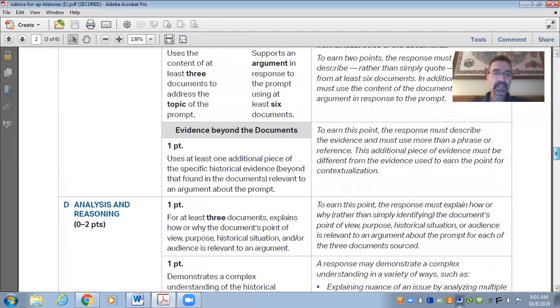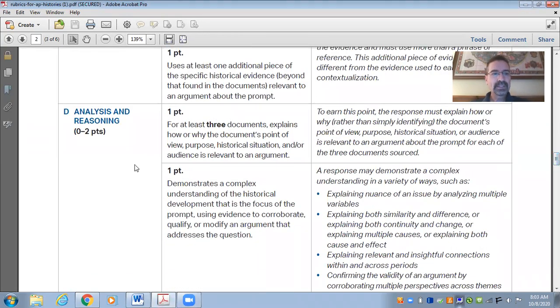You'll also notice that another similarity is this analysis and reasoning point for demonstrating complex understanding. So we're going to go along with the exact same hint or tip that Mr. Hunt gave you about how to earn this point. He insisted that the best way to get that point was to create a counter argument. And we're going to do that same thing. Again, if you need to go back and look at that, Mr. Hunt's video is on our YouTube channel, and you can review what exactly finding a counter argument is.